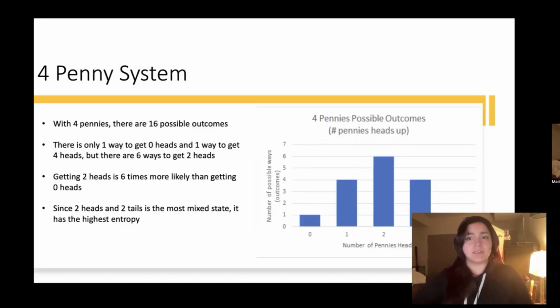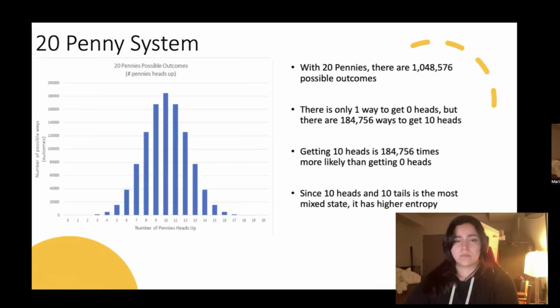So for the four penny system, there are 16 possible outcomes. There is one way to get zero heads and one way to get four heads, but there are six ways to get two heads. So getting two heads is six times more likely than getting zero heads. And since two heads and two tails is the most mixed state, it has the highest entropy.